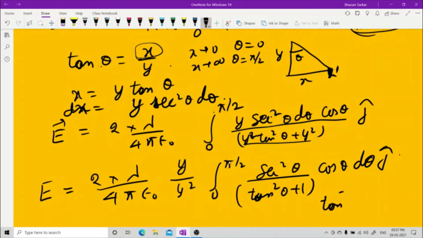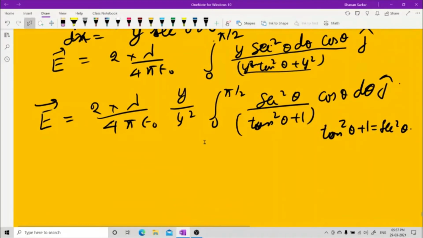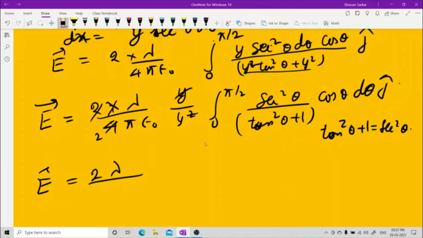Tan square theta plus 1 is equal to sec square theta. So here the vector form. Now you have E is equal to 2 into 2 lambda y. This y and this y cancel out. You can forget this y here. So this 2 and this 2 cancel out. So what you are left with is lambda over 2 pi epsilon naught y.